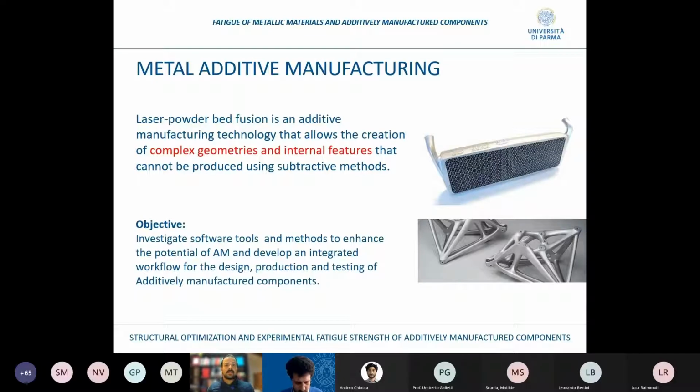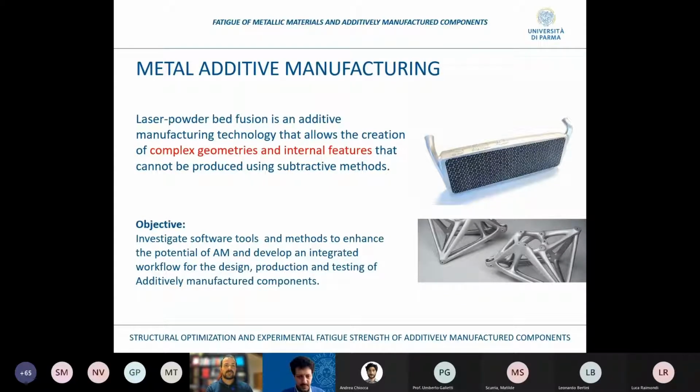As said, additive manufacturing is an innovative manufacturing technology that, in particular in relation with laser powder bed fusion, allows, starting from metallic powder, the realization of components characterized by complex geometry and by internal features that are very difficult or almost impossible to be produced with the traditional subtractive methods. For this reason, we recognize the advantages of the technology.